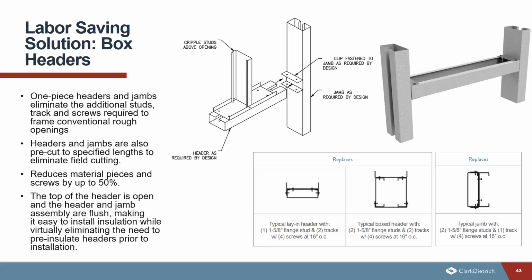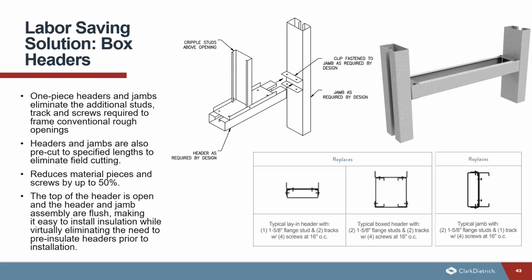Basically, this is going to help reduce material pieces and screws by up to 50% because it is all sent to the job site with the designed length. Now, the top of the header is open and the header and jam assembly are flush, so it makes it easier to install the insulation while eliminating the need to pre-insulate the headers prior to installation.